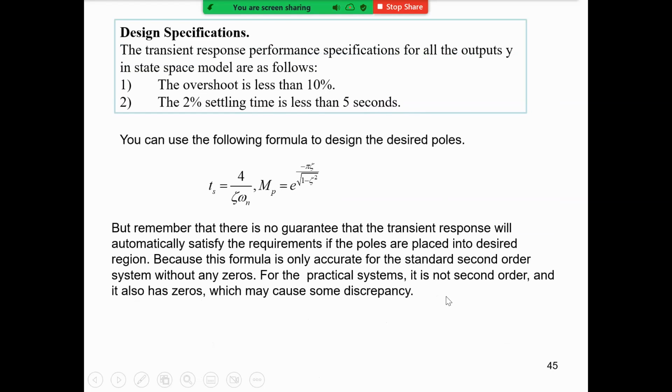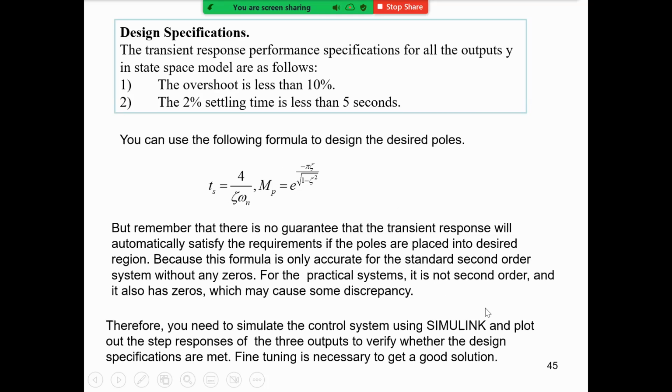But remember, there is no guarantee that the transient response will automatically satisfy the requirements if the poles are placed into the desired region designed by this formula, because this formula is only accurate for a second order system without any zeros. For a practical system, it's not second order, and it also has zeros. Then there will be a big difference. Therefore, you have to simulate the control system using Simulink and plot out the step response of the 3 outputs to verify whether the design specifications are met. So fine-tuning is necessary to get a good solution.